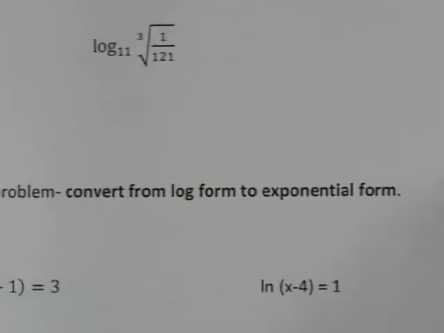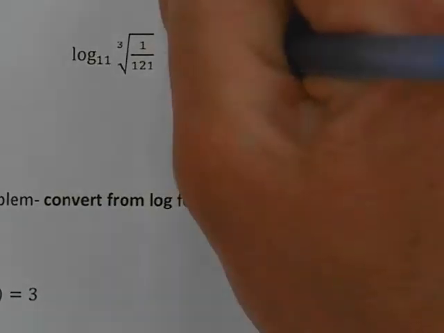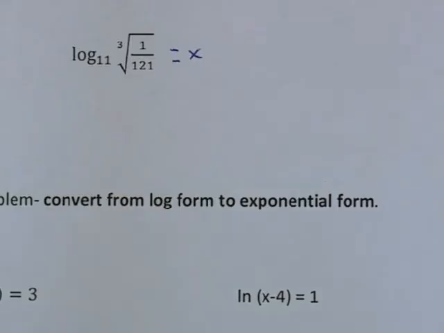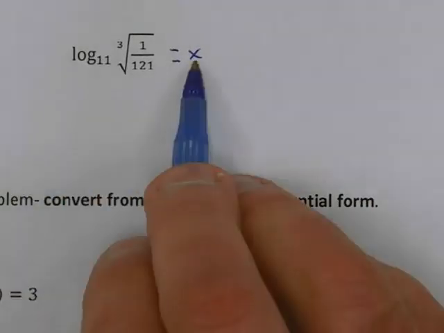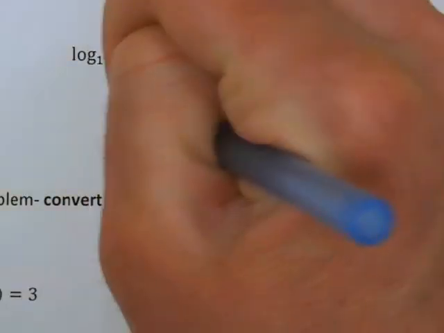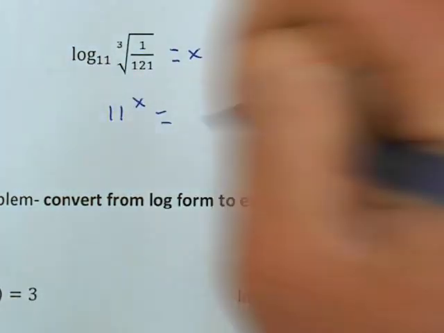All right, one more of these, and then problems finally start getting different from last time. All right, so we'll start off by saying it equals something. We'll call it x, and then I want to put this in exponential notation. So it's my base to my power, so 11 to the x equals the cube root of 1 over 121.